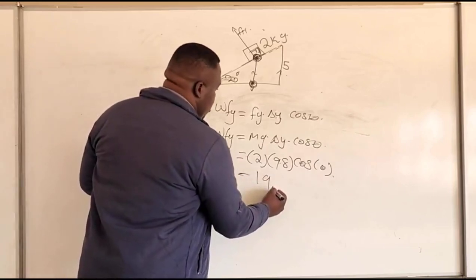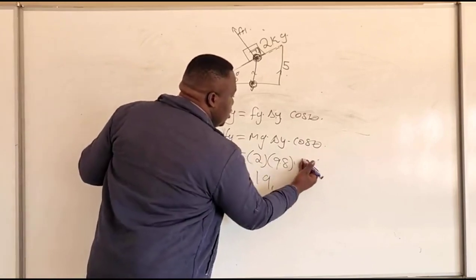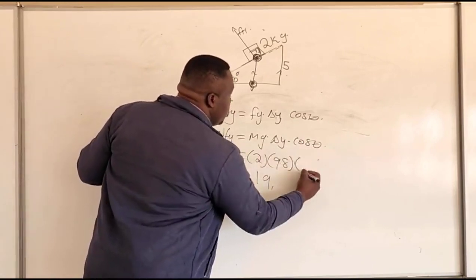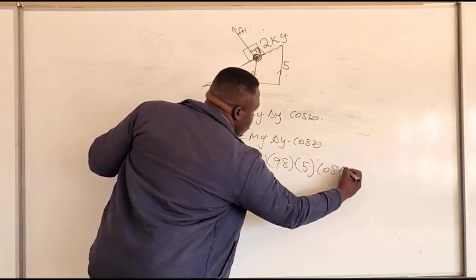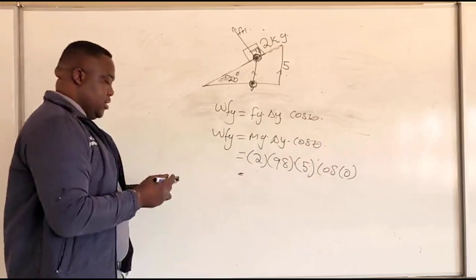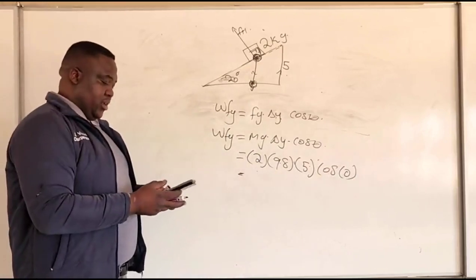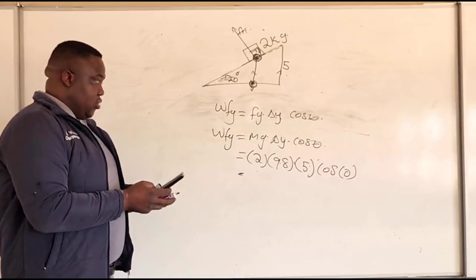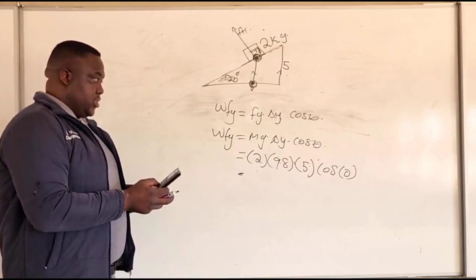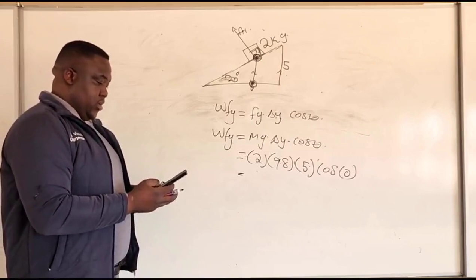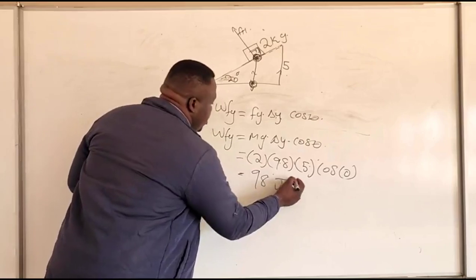No, I forgot to write the displacement. This displacement, I forgot to substitute it. It's 5. Then cos 0. Those are kind of mistakes that we make sometimes. We must correct that. 2 multiplied by 9,8 multiplied by 5 and cos 0. Cos 0 will give me 98 joules.